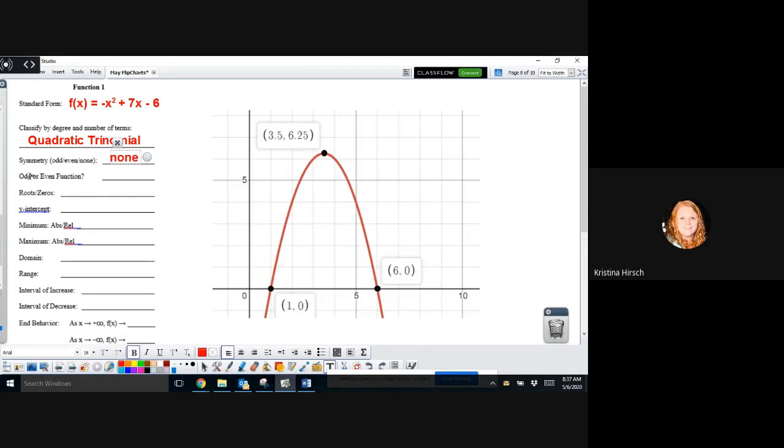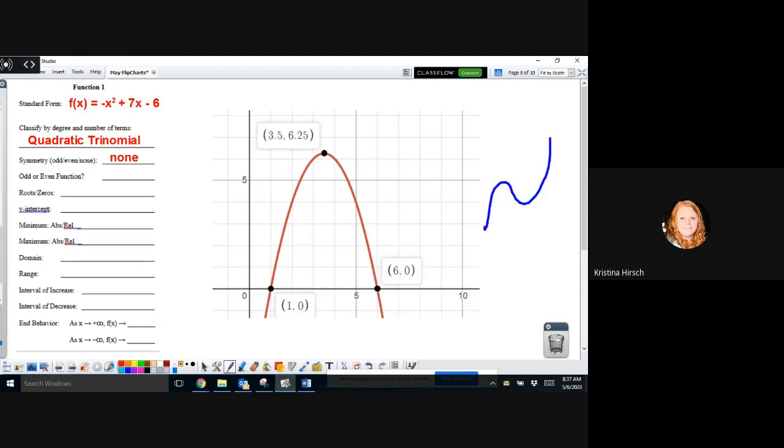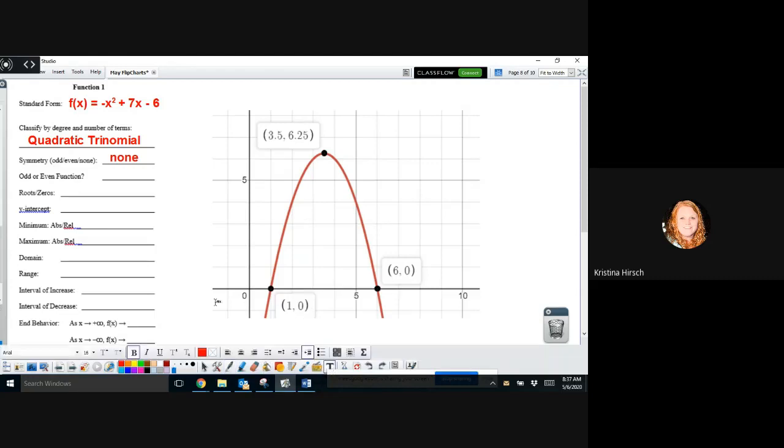All right, now you also have to determine if it's an odd or even function. Odd functions go in opposite directions, something like this. Well, this particular function is not opposite directions. It's going in the same direction, right? So that would be an example of an even function. You can be an even function and not have even symmetry.